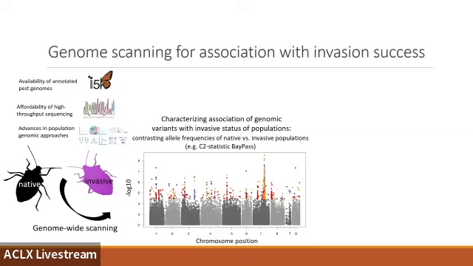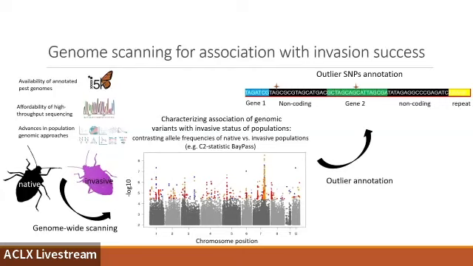And this approach contrasts allele frequencies between native and invasive populations while correcting for shared demographic histories across populations. Functional annotation of the SNPs that are identified under this approach can provide insights into genes and physiological functions potentially associated with invasion.